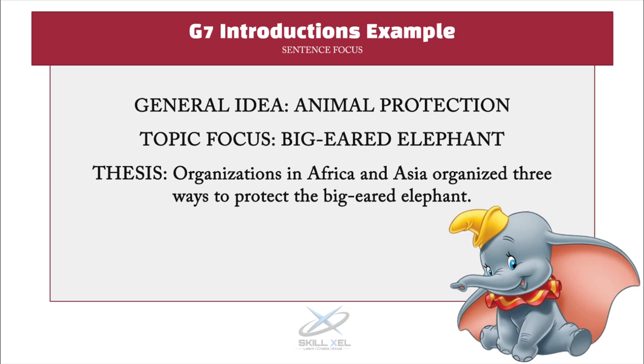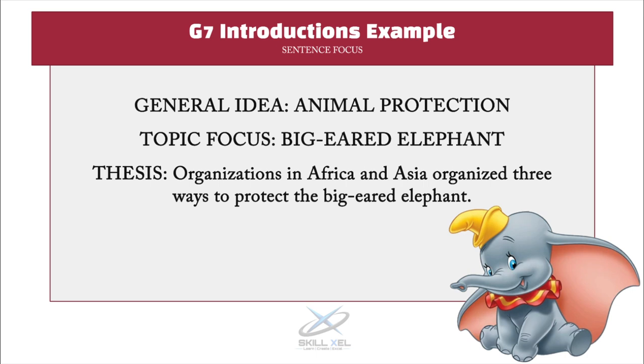If the prompt is, what dangers are animals facing, and what are humans doing to help solve the problem, then we would get a thesis like this. Organizations in Africa and Asia organize 3 ways to protect the big ear elephant. Now, we don't say which organizations specifically because we want to save those for the body paragraph when we have space to talk about them.